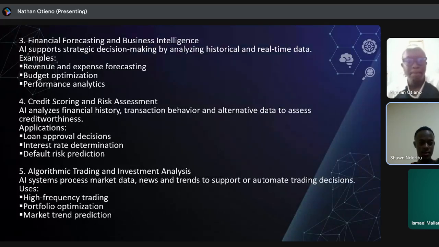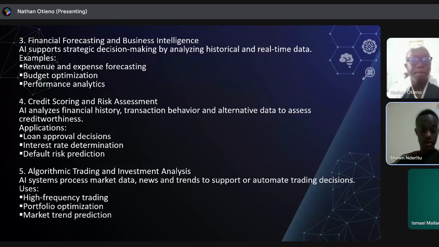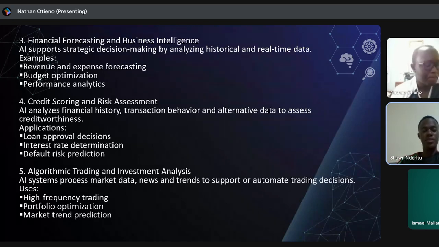So number three, we have financial forecasting and business intelligence. AI supports strategic decision making by analyzing historical and real-time data. Examples, you have revenue and expense forecasting, budget optimization, and performance analytics.